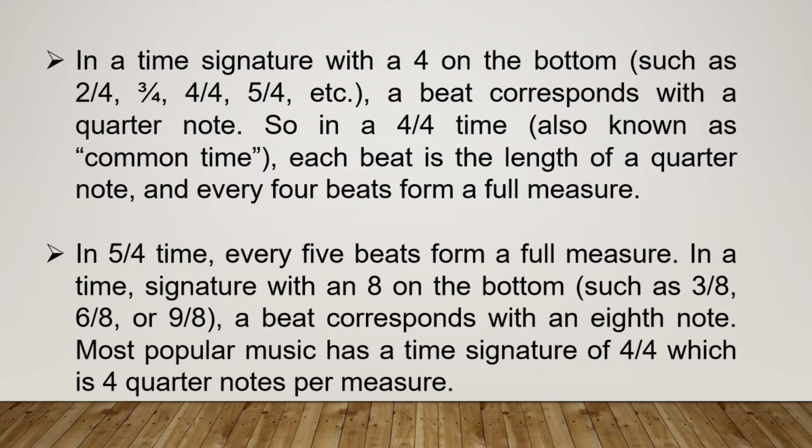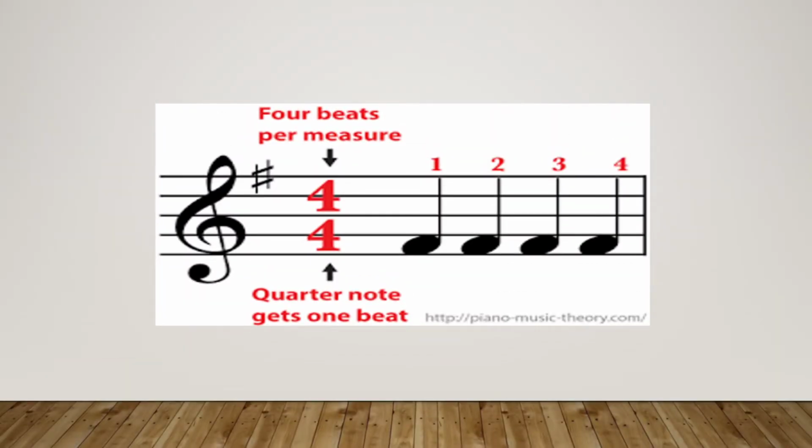In a time signature with an 8 on the bottom, such as 3/8, 6/8, or 9/8, a beat corresponds with an 8th note. Most popular music has a time signature of 4/4, which is 4 quarter notes per measure.